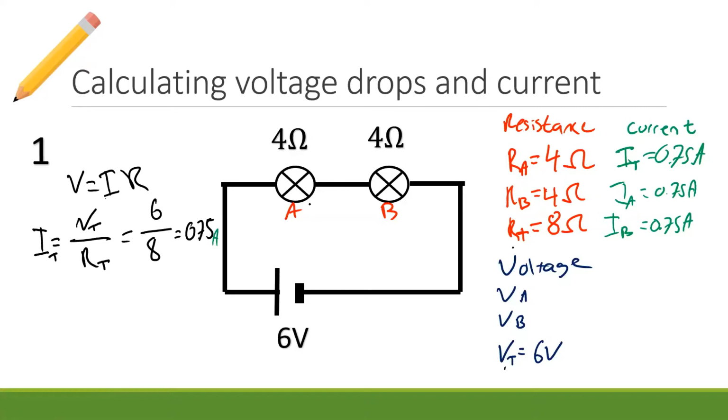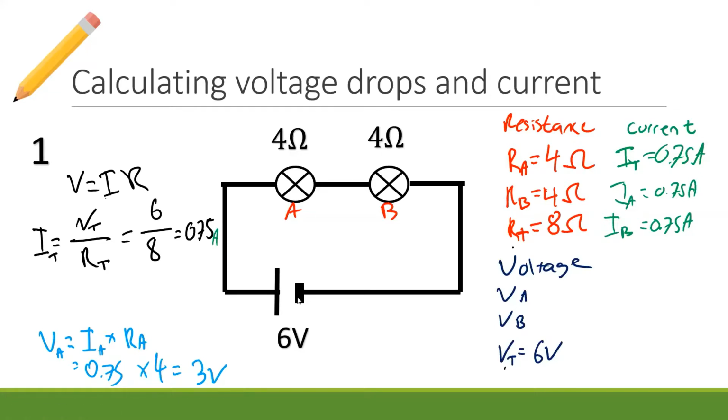Now, the voltage drop through resistor A. Well, the voltage through resistor A is going to equal the current through resistor A times the resistance of resistor A. V equals IR. What is the current through resistor A? Can someone tell me what is the current? What have we written down? What is the current through resistor A? 0.75 amps. And the resistance of resistor A is what? 4. If I go 0.75 times 4, then that's going to give me 3 volts.